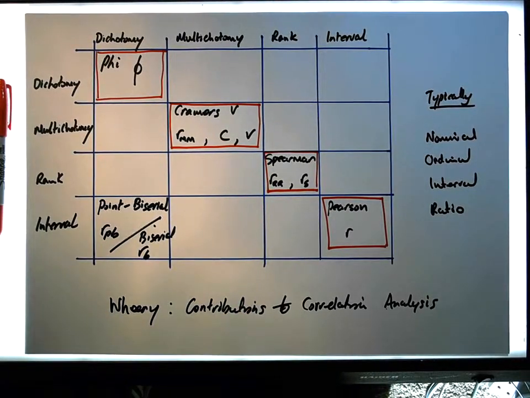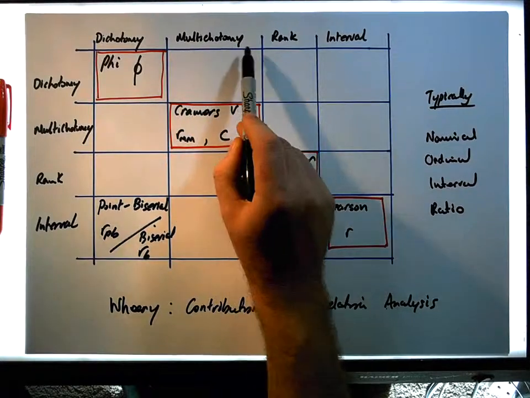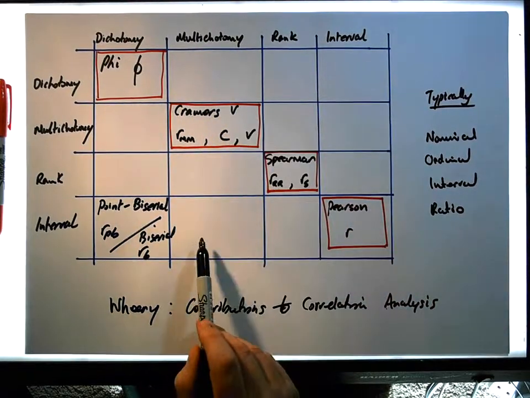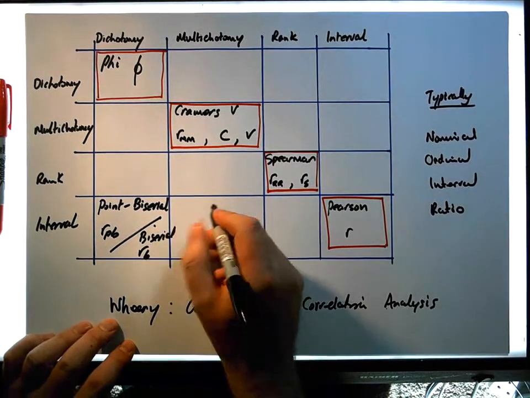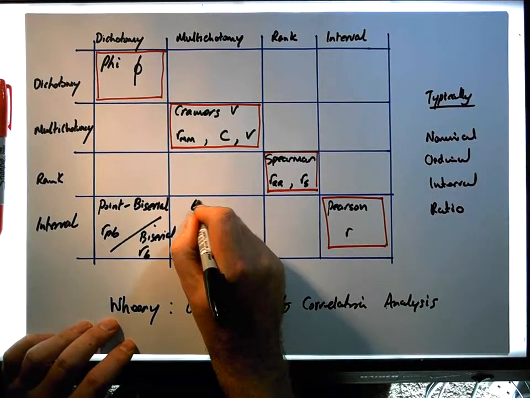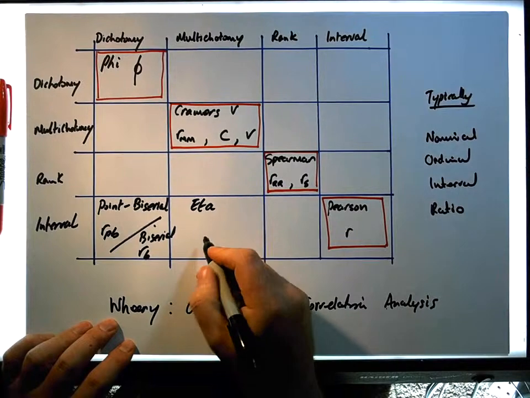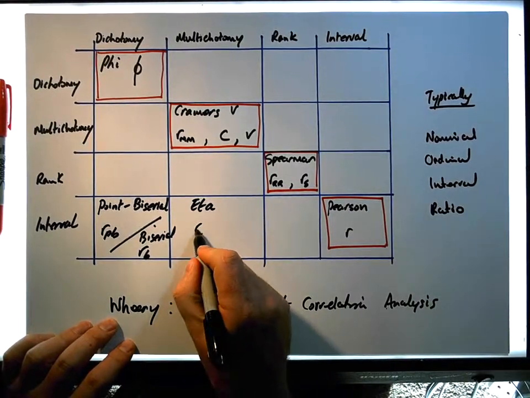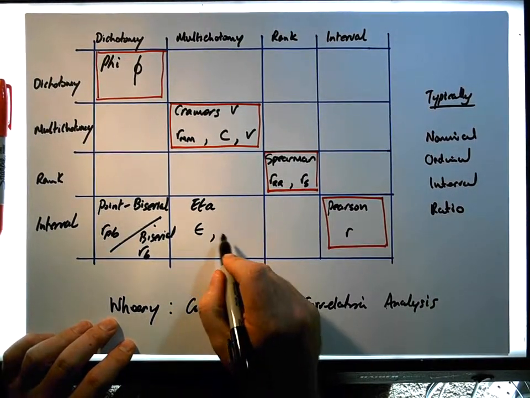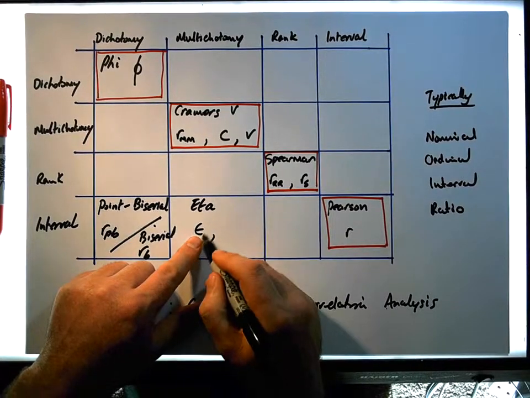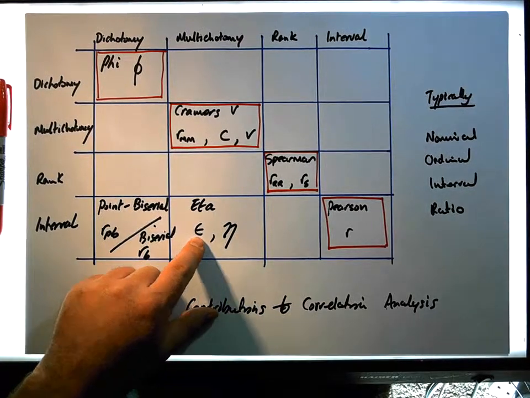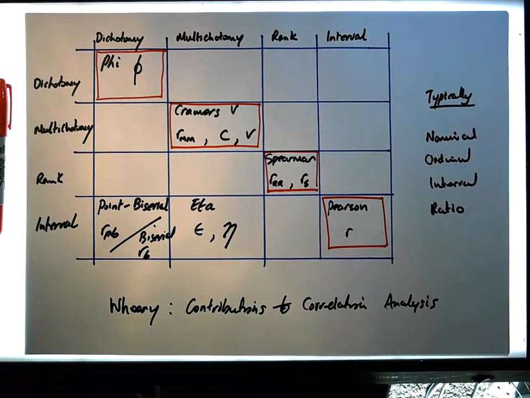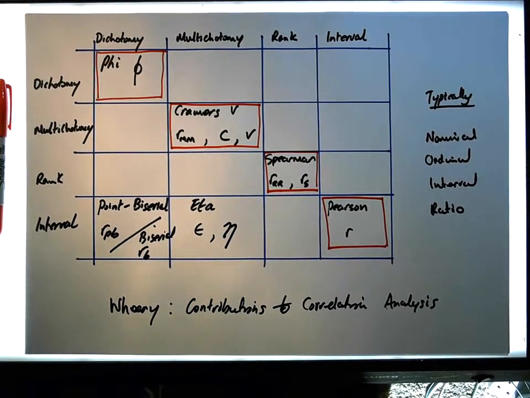I suppose we have one other, which is when we have a multichotomy associated with an interval or ratio scale variable, and the correlation coefficient associated with that is what's known as eta. The formula could either be written with the small Greek epsilon for eta, or we have the eta symbol letter there.